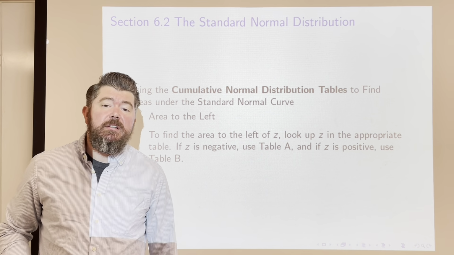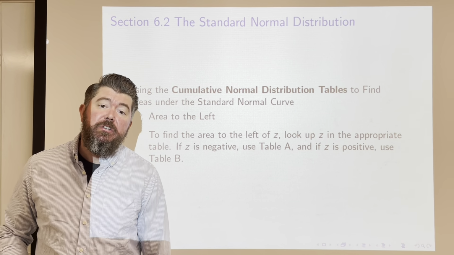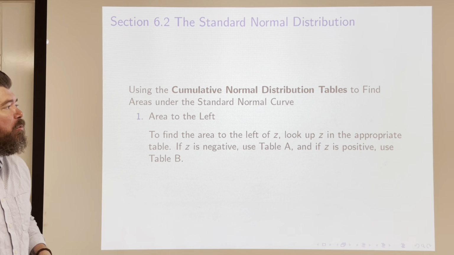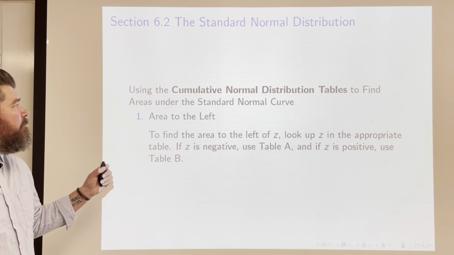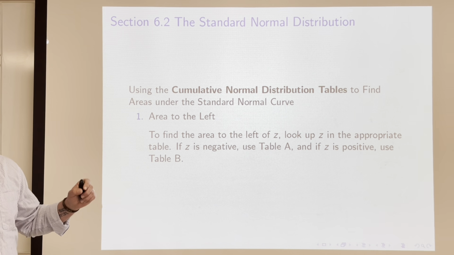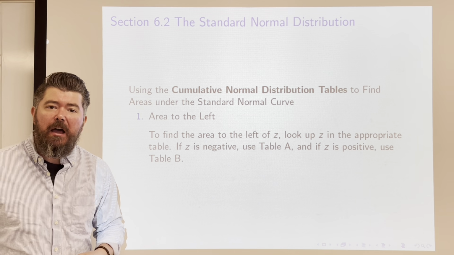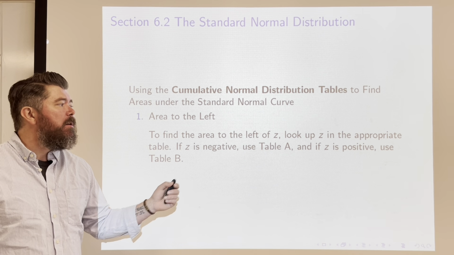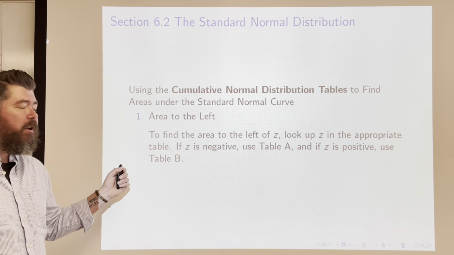We will now discuss how we find areas using our tables A and B. Using the cumulative normal distribution tables to find areas under the standard normal curve, we will start with area to the left. To find the area to the left of z, we simply look up z in the appropriate table.